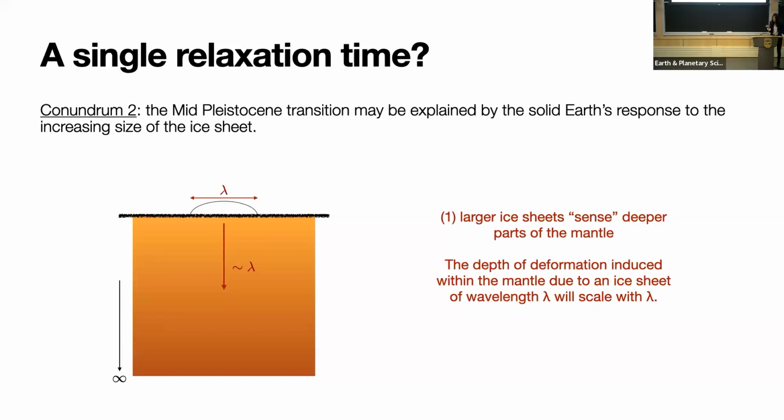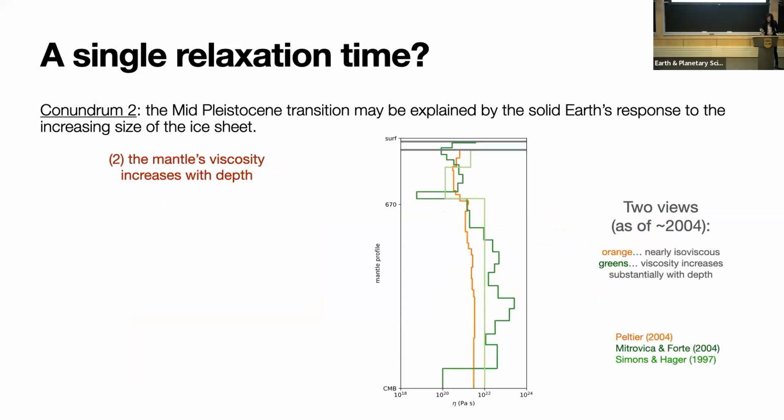And so that first point, if we take the simplest geometry, an infinite half space that you would have done in class, if we have an ice sheet of length scale lambda, it will induce deformation that scales with lambda, because that's the independent length scale here. And so with this bigger ice sheet, larger lambda, you'll have deeper penetration of deformation. The second point is that the mantle's viscosity increases with depth.